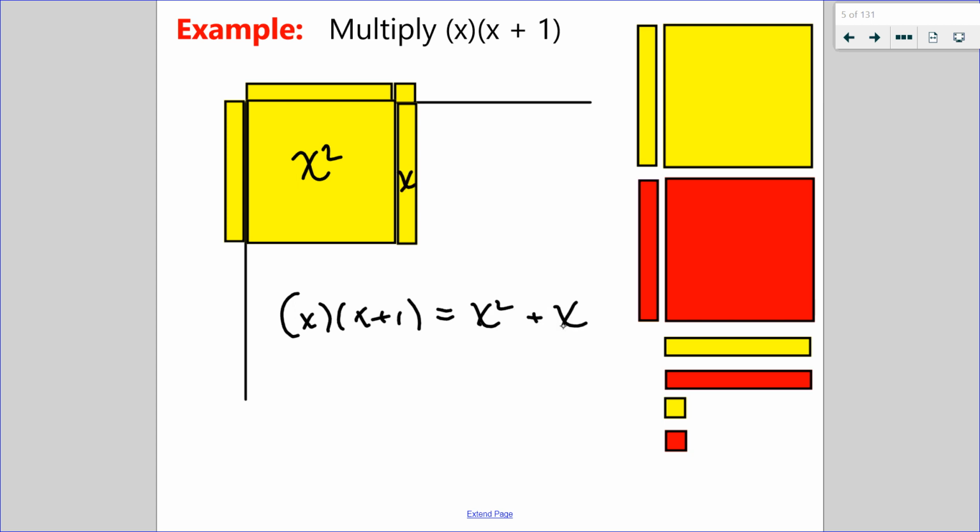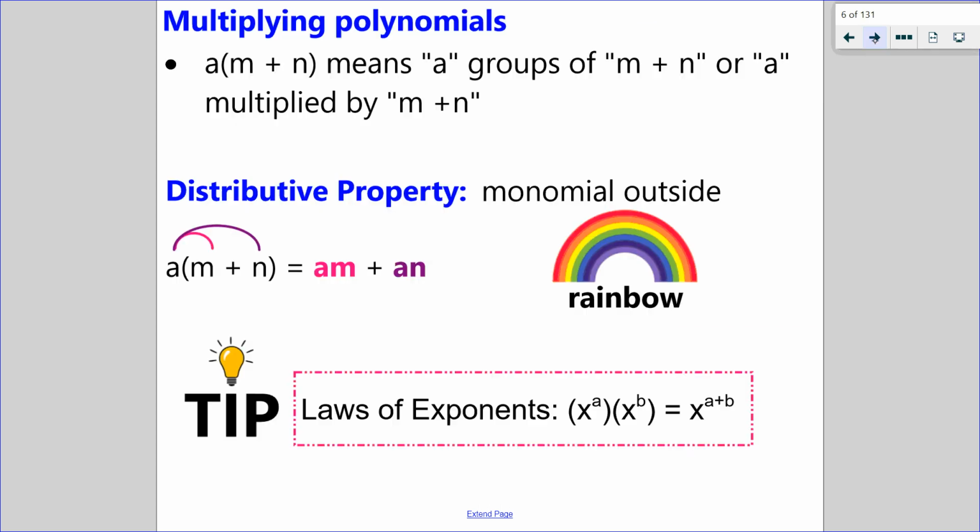Well, how could we do that without the tiles? Let's look. If I take x and multiply it by x, I get x squared. If I take x and also multiply it by 1, I get a positive x. And that's exactly how we're going to use the distributive property to multiply without tiles. So if I have a number on the outside, or a polynomial on the outside, a times m plus n, that really means a groups of m plus n, or a multiplied by m and a multiplied by n. That's what the distributive property is.